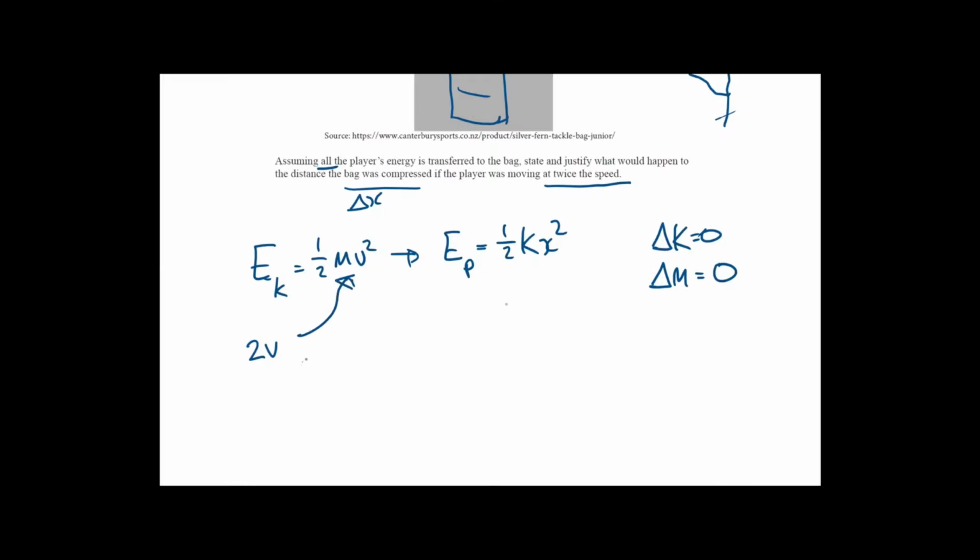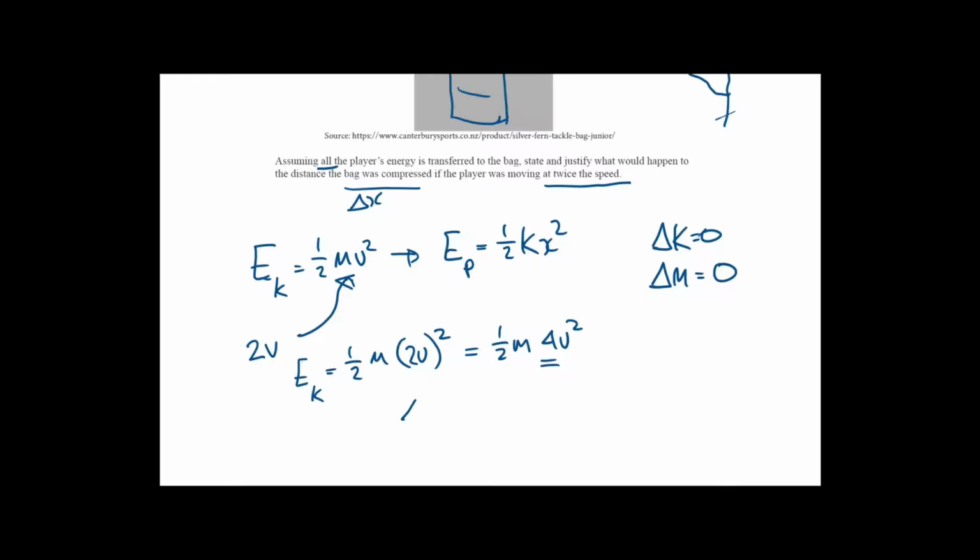What's our new kinetic energy going to be? Kinetic energy is going to be half m, double that velocity, so we have to square that. And that's going to be half mass times v squared. So what's the difference between this equation and this equation? Well, it's the 4. You're not going to double the amount of kinetic energy, you're going to quadruple it. It's going to be 4 times greater.